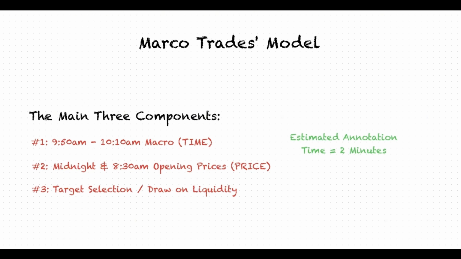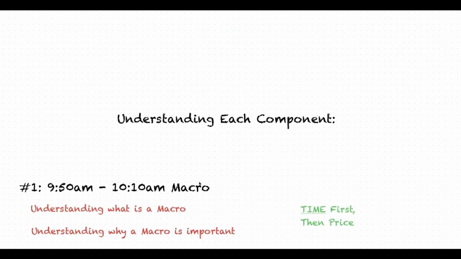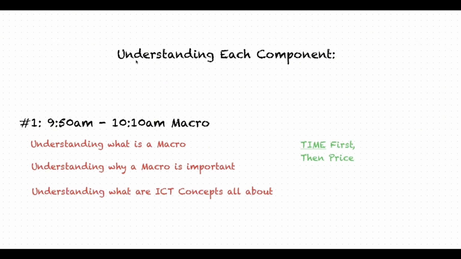The main three components of my model are the 9:50 to 10:10 a.m. macro, this refers to time; the midnight and 8:30 opening prices, this refers to price; and the third thing is target selection, aka drawn liquidity. The estimated annotation time for these is about 2 minutes. So just really fast annotations, and you can already hunt for a setup with these three things.